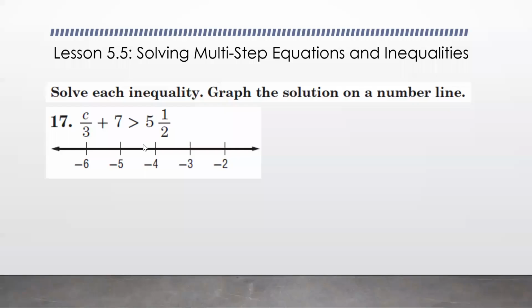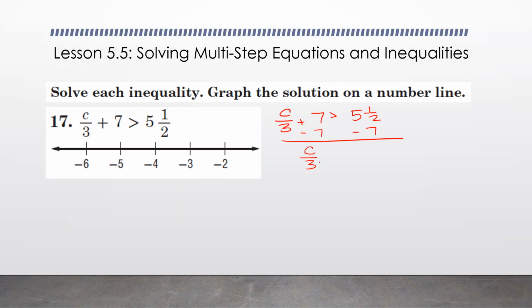Okay, so for this problem, for this inequality, first thing, c over 3 plus 7 is greater than 5.5. Okay, so first thing I'm going to do is subtract 7 from both sides. That's what I didn't do before. I tried to multiply by 3, but I should get rid of this 7 first.